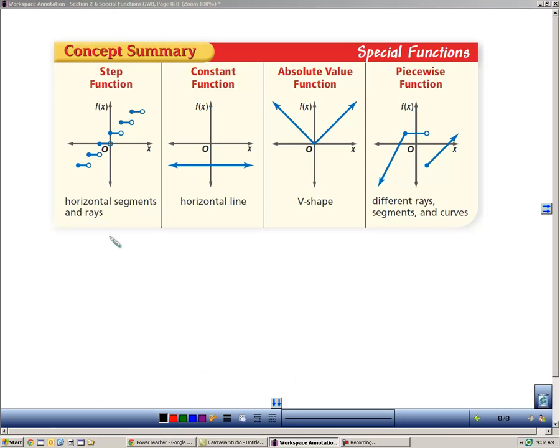So here's a concept summary of what we've just talked about. These 4 new functions we've looked at: the step function, the constant function, absolute value function, and the piecewise function.